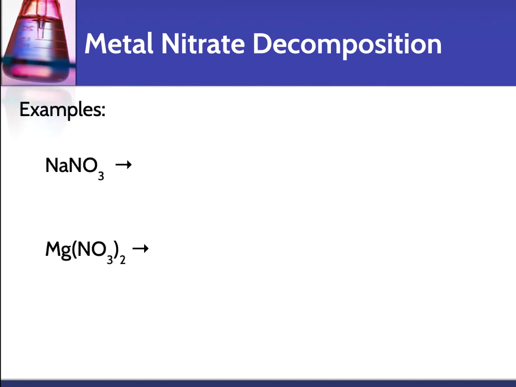So let's look at some examples. Sodium nitrate is going to break down into sodium nitrite. So we're going to just take off an oxygen, and oxygen gas. Okay, then it just comes down to balancing, which we can do by adding those 2s. Looking at the next example, magnesium nitrate. Again, we're going to just remove an oxygen to make magnesium nitrite plus oxygen gas. And in this case, this one is already balanced.